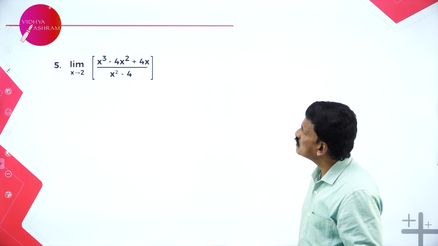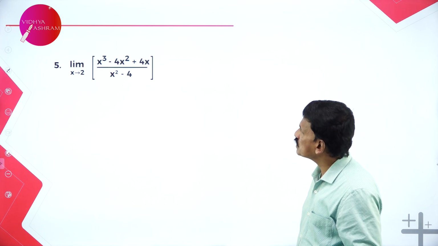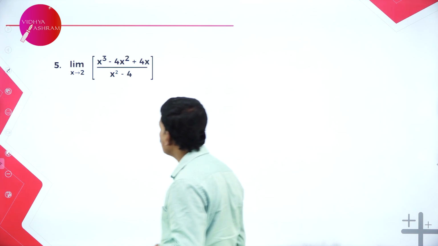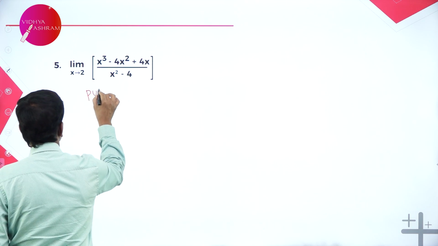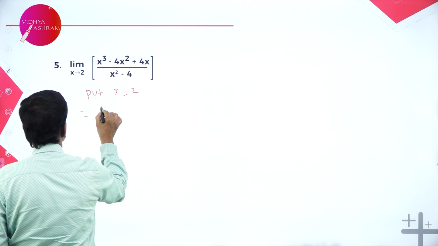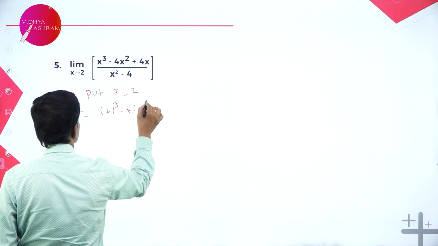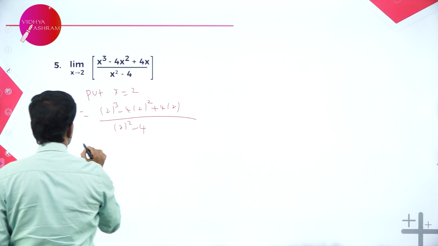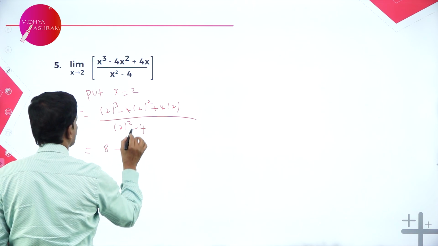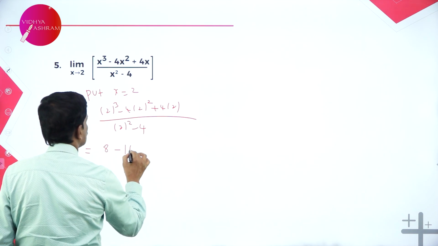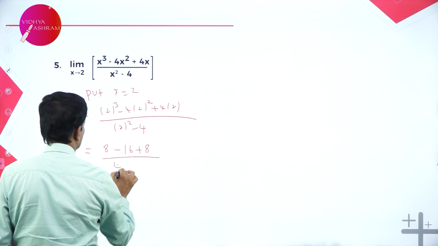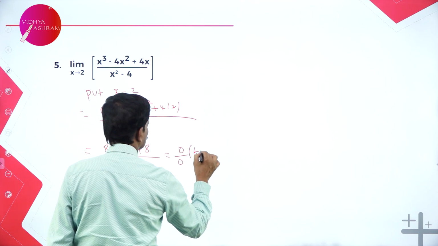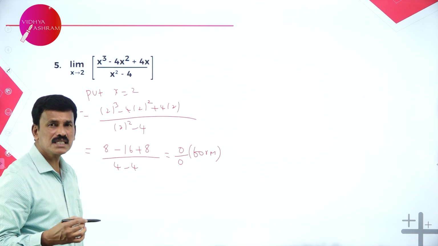Limit x tends to 2 of x to the power of 4 minus 4x square plus 4x divided by x square minus 4. If you put x is equal to 2, what will you get? 2 cube minus 4 into 2 square plus 4 into 2, divided by 2 square minus 4. That is 2 cube is 8, minus 2 square is 4, 4 fours are 16, again 4 twos are 8, divided by 4 minus 4. That means 8 plus 8, 16 minus 16, you will get 0 by 0 form. So 0 by 0 is an indeterminate form.